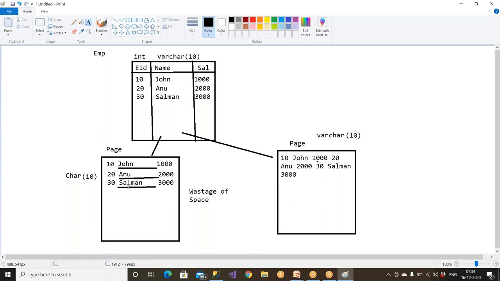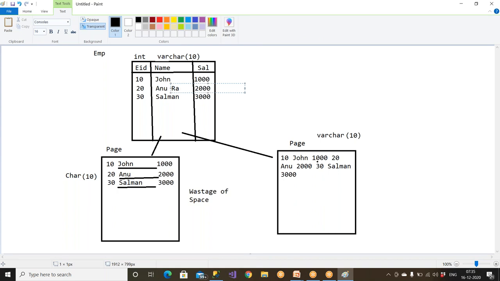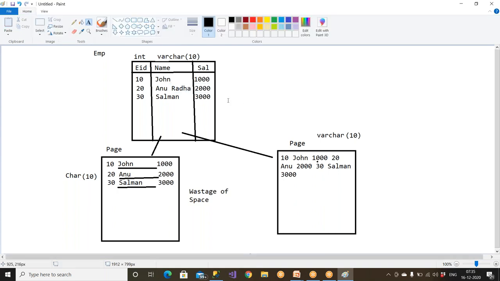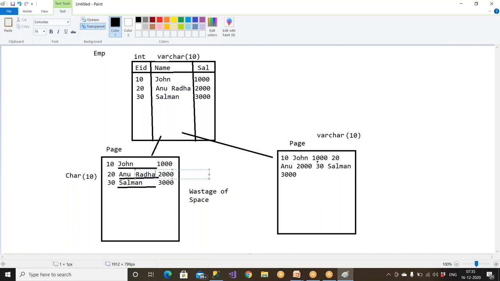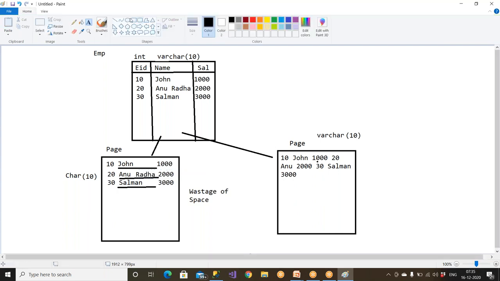Clear? So char and varchar. People may ask you, if varchar is so good, why char? Let me give you one more example. Tomorrow Anu comes and says, it is not Anu, my name is Anuradha. She was modifying her name. Clear? When you modify, since there is a space, you can easily update it. I wanted to have Anuradha here. Do I have a space here to accommodate this new spelling? I don't have a space. So that is where the issue starts.